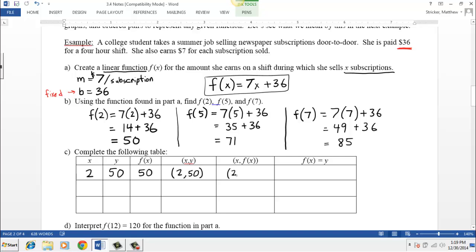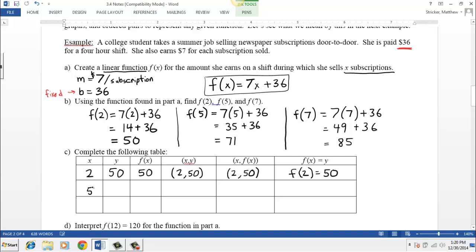So this would be 2, 50. And then writing it in function notation, this says that when the input is 2, the output is 50. Remember, writing 2 comma 50 as an ordered pair is the same as writing f of 2 equals 50. And we can do the same thing with all of these three function values that we found in part B.